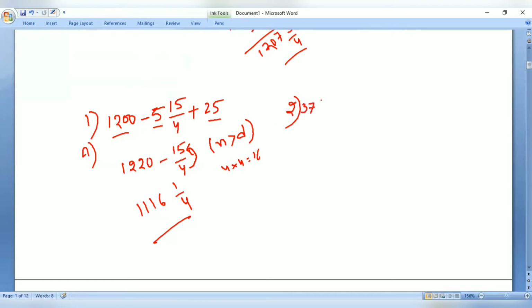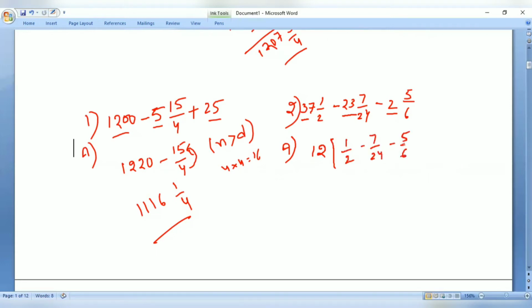That is 37 1/2 minus 23 7/24 minus 2 5/6. So if you want to answer this particular question, 37 minus 23 is 14. 14 minus 2 is 12. Now, if you see these values, 1/2 minus 7/24 minus 5/6.